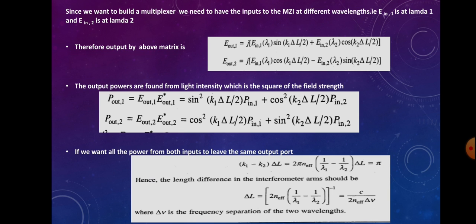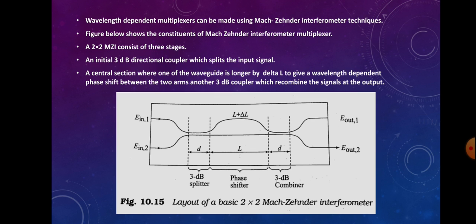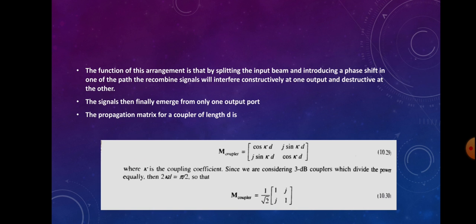Our aim is to build a multiplexer from the MZI, that is the Mach Zehnder interferometer. We need to have the inputs to the MZI at different wavelengths. So we say that one input is associated with one particular wavelength and the other input with another. Let E in 1 be associated with lambda 1 and E in 2 with lambda 2.